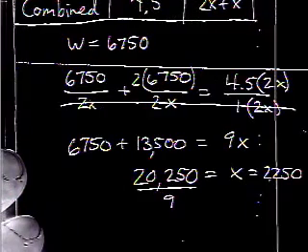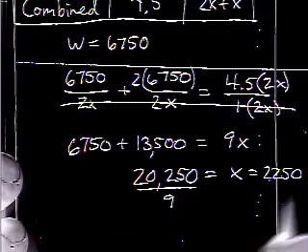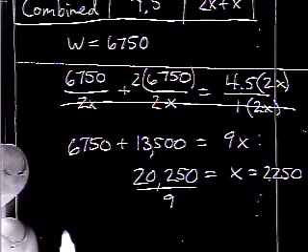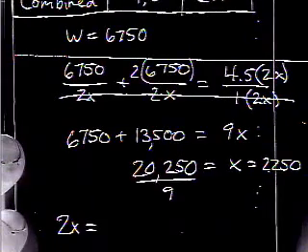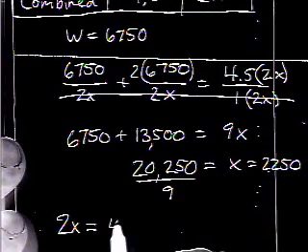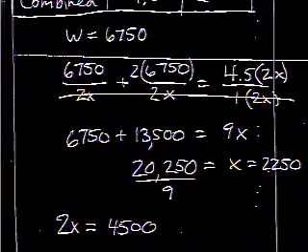2,250. So in other words, Paco's rate is 2,250 envelopes per hour, and Maria's rate is twice that. She can do 4,500 envelopes per hour.